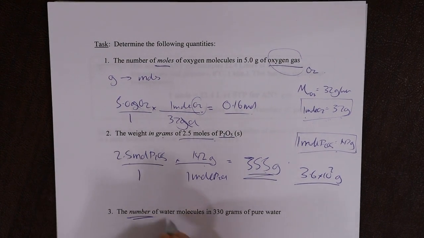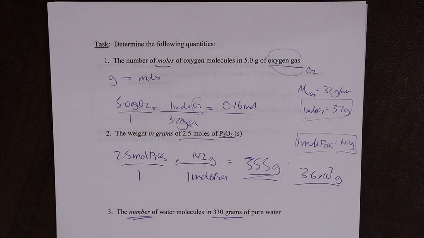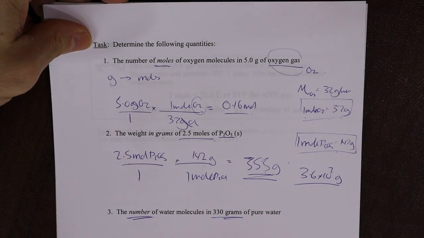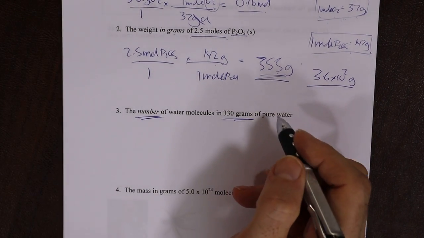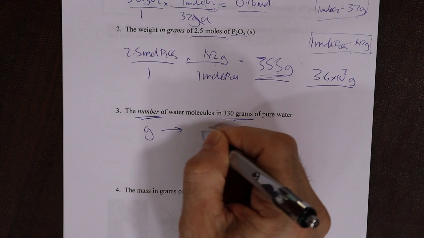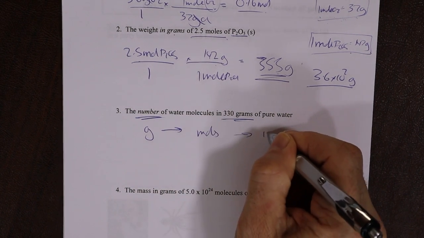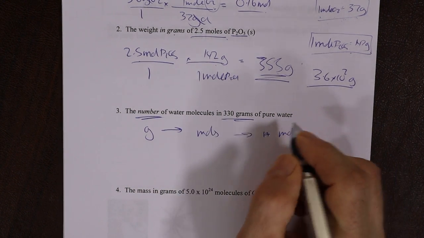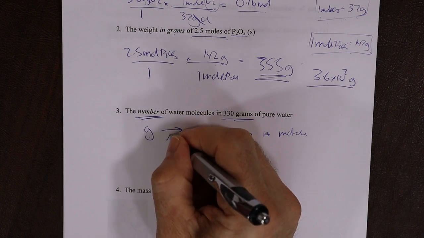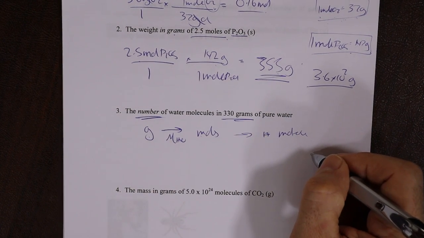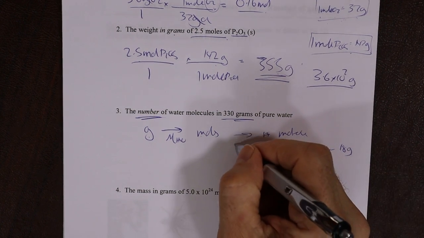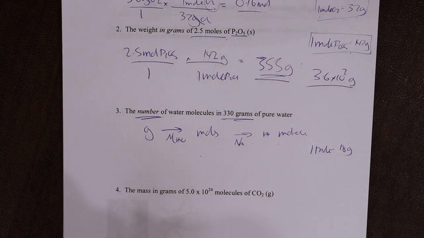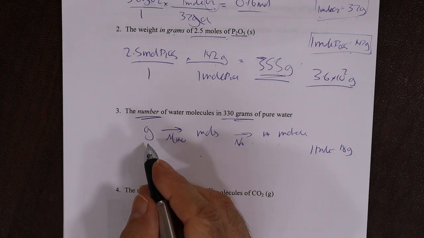Next one, careful: number of water molecules in 330 grams of water. Interesting. I like this one on tests. Hint, hint. So if I've got 330 grams of water, I've got grams, I've got to go to moles, and then number of molecules. Grams to moles, we need the molecular weight of water, which we did. So water, 1 mole, 18 grams. And then, hey, Avogadro here. 1 mole is 6 times 10 to the 23. That's our journey, so let's cobble it together.